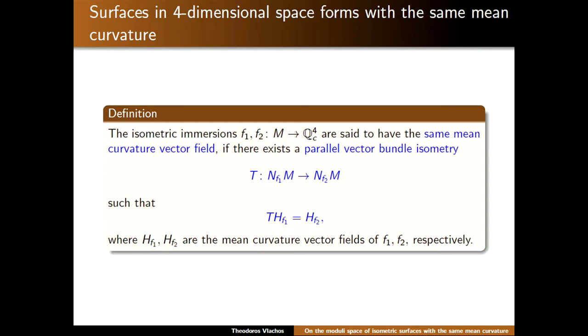We have to make clear what we mean by saying that the two surfaces have the same mean curvature vector field. Of course, this means that there is a parallel vector bundle isometry between the normal bundles that preserves the mean curvature vector field. So instead of preserving the whole second fundamental form, we only demand to preserve the trace of the second fundamental form.